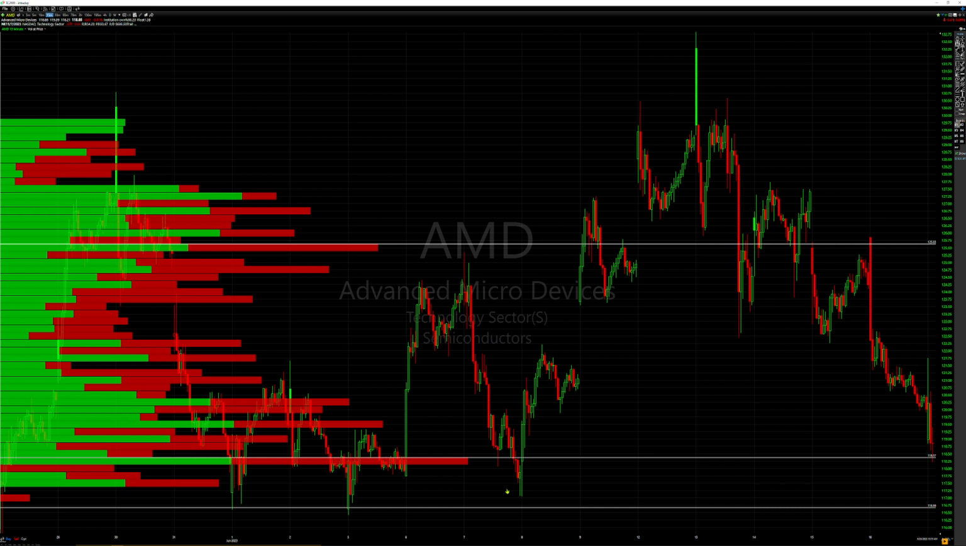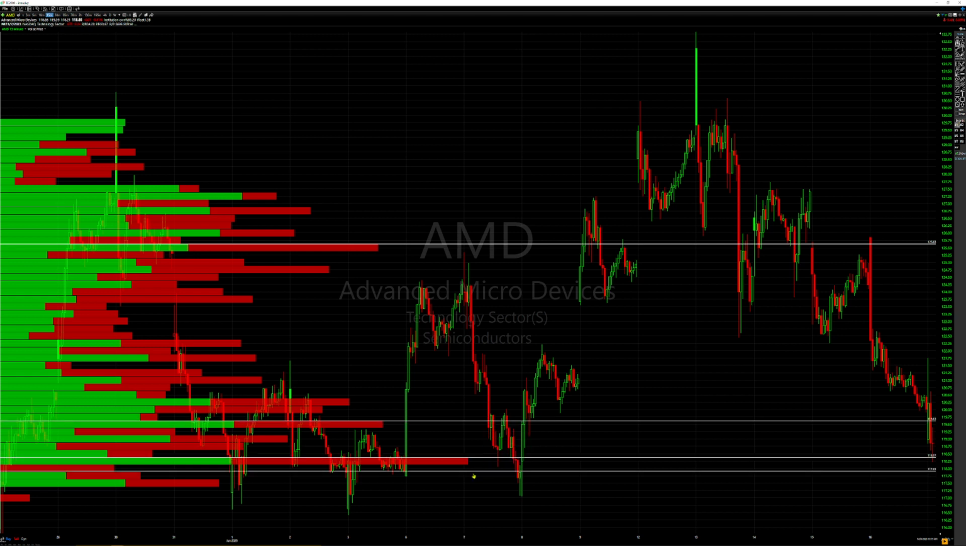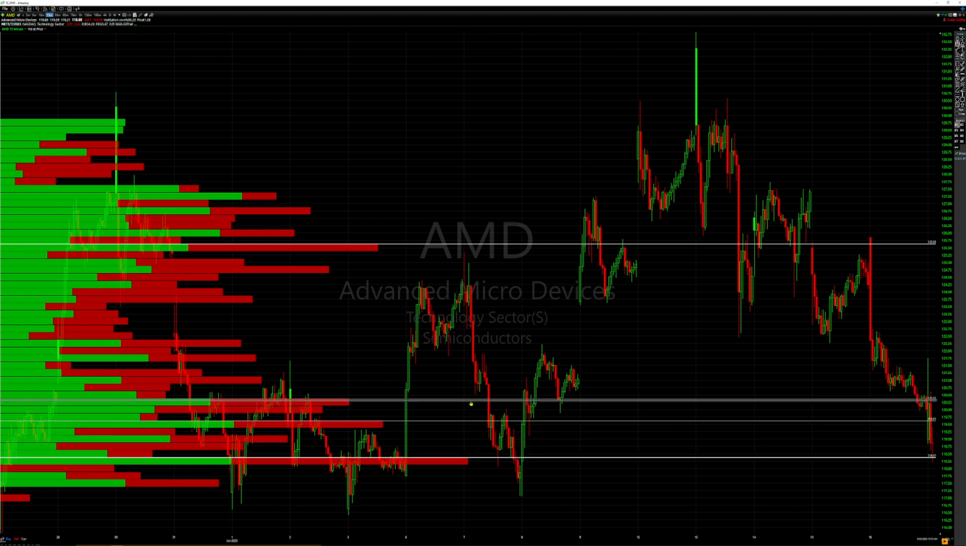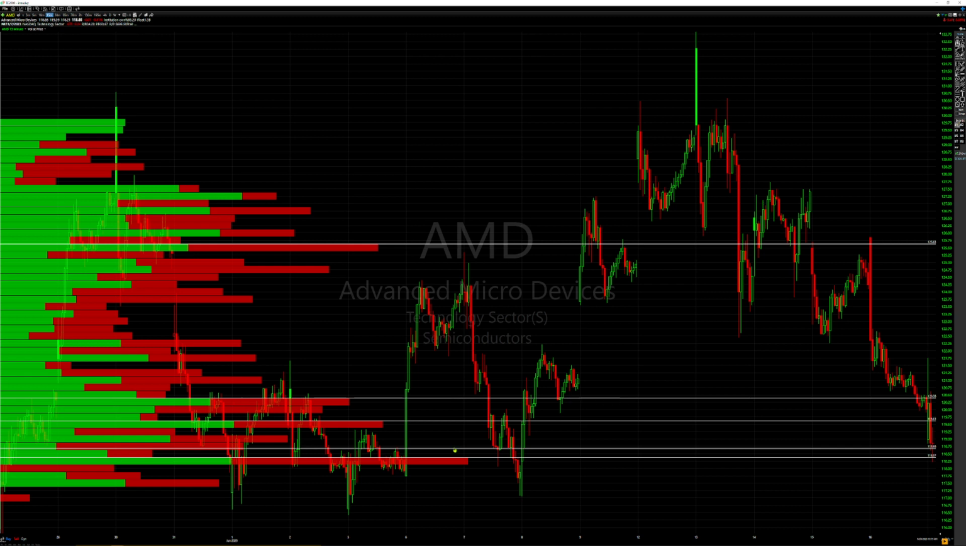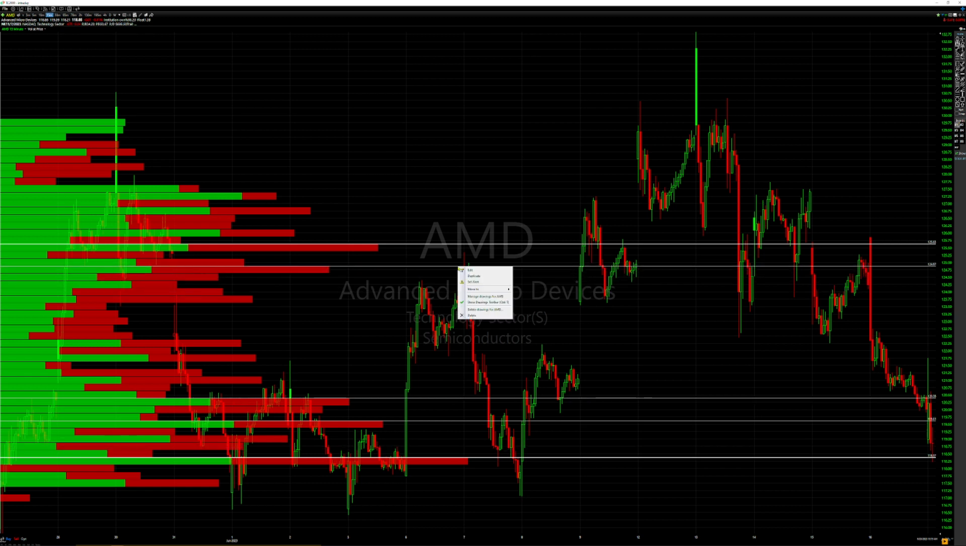Right? These are your main VP levels, call it point of control or whatever you want to call it. Then you've got another one here. And then you've got another one here, right? So you've got a little bit of cluster right there. And then I'm going to make some lesser VPs in here, and I'm going to make those a little bit thinner.